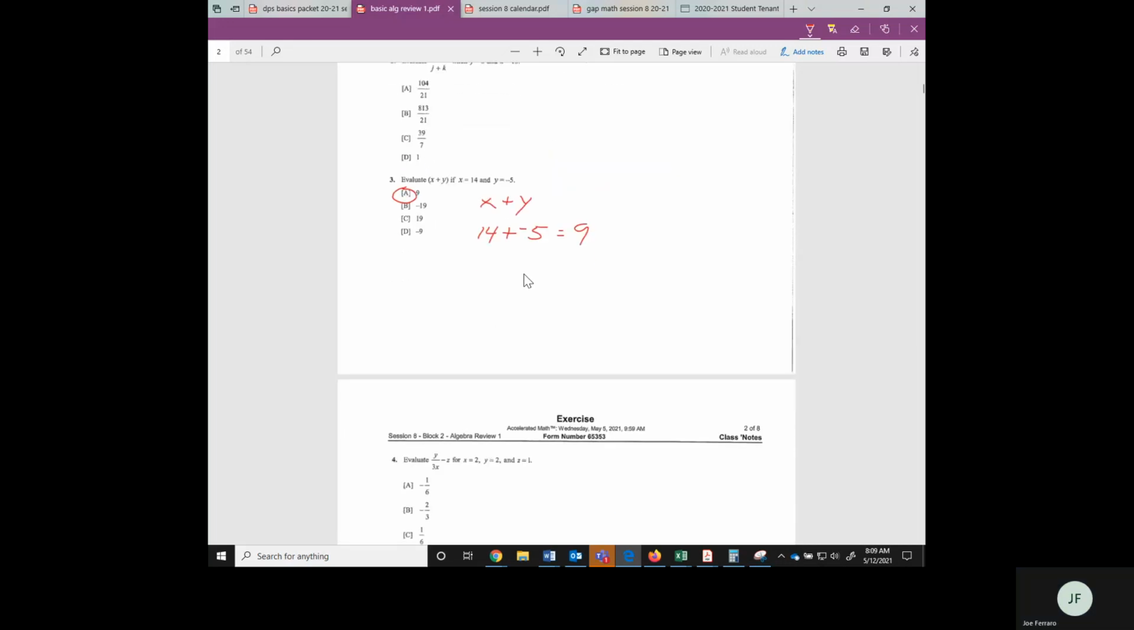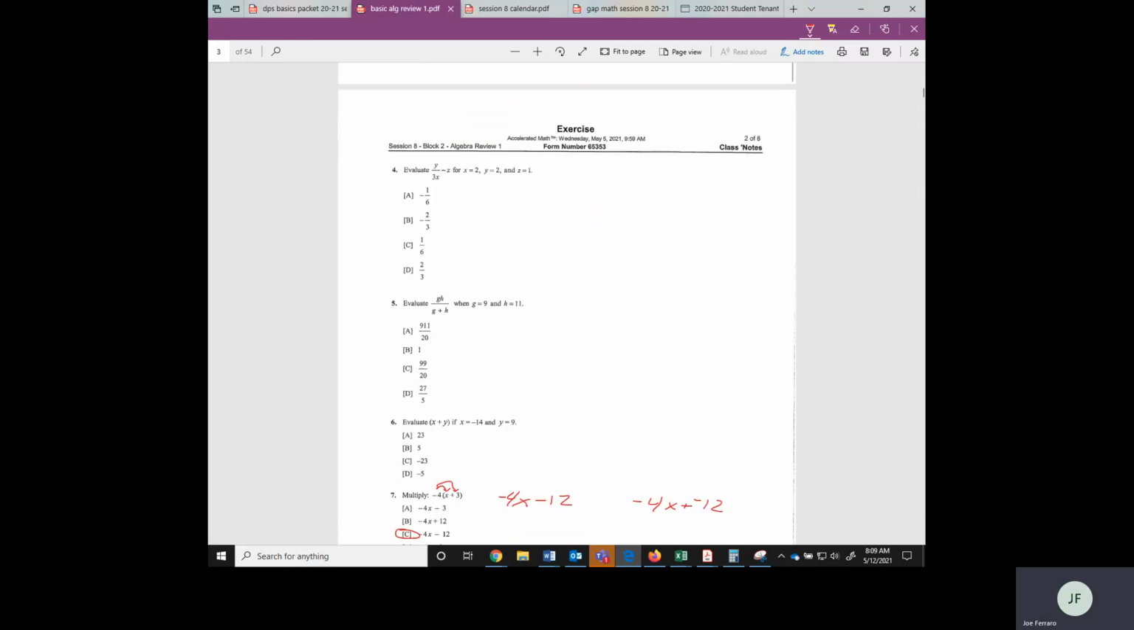Okay. Number 4, a similar problem. We have y divided by 3x and then minus z, when x is 2, y is 2, and z is 1. Make sure you're putting numbers in for the right things. So y is 2, then we have the 3x, so 3 times x is 2, and then minus z, which is 1.